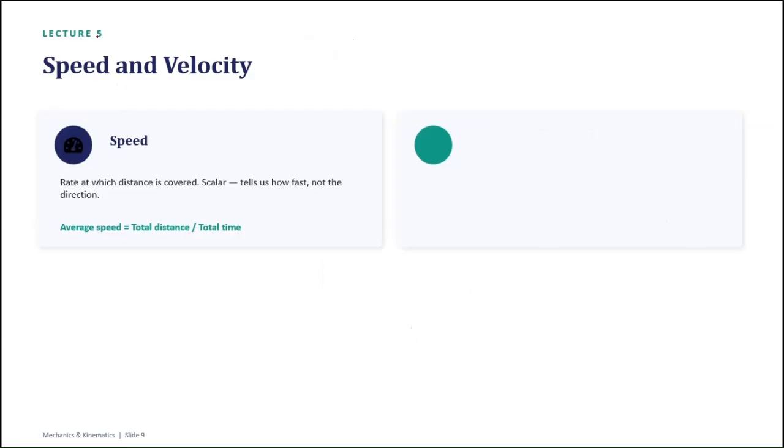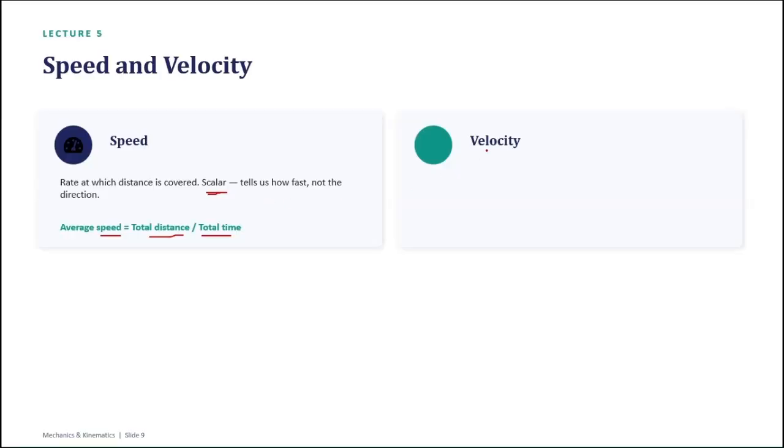Now speed and velocity. The rate at which distance is covered is called speed. So if an object covers a distance of 30 meters in 3 seconds, we divide the total distance covered by the object by the total time taken, and we can find the speed of that object. This is a scalar quantity because distance is scalar and time is also scalar. It tells us how fast the object is moving. It does not give any information about the direction.